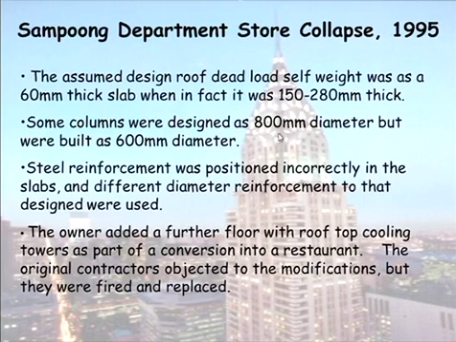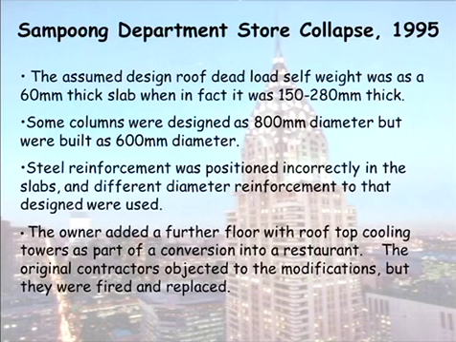As well as that, when they went to look at the engineering drawings, some of the columns were designed to be 800mm, but when they looked at what was there, they were only built to 600mm diameter. Steel reinforcement, they found, was positioned incorrectly, and as I said, the owner wanted to put more load on the top. He added a further floor with rooftop cooling towers as part of the conversion into a restaurant. The original contractors objected, but they were fired and replaced.